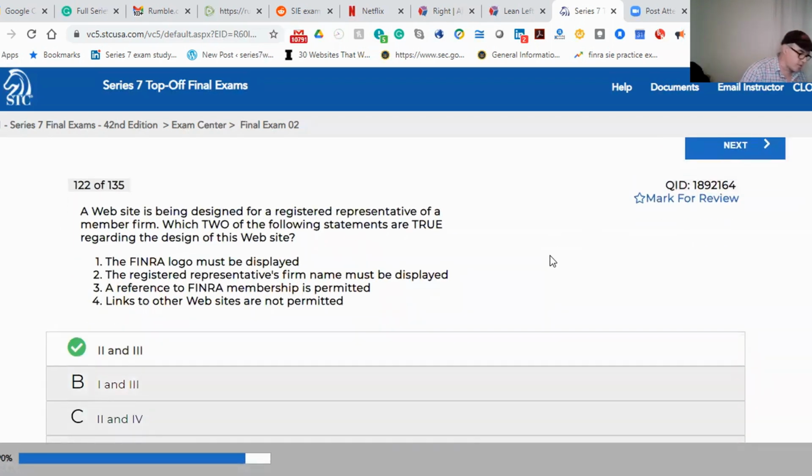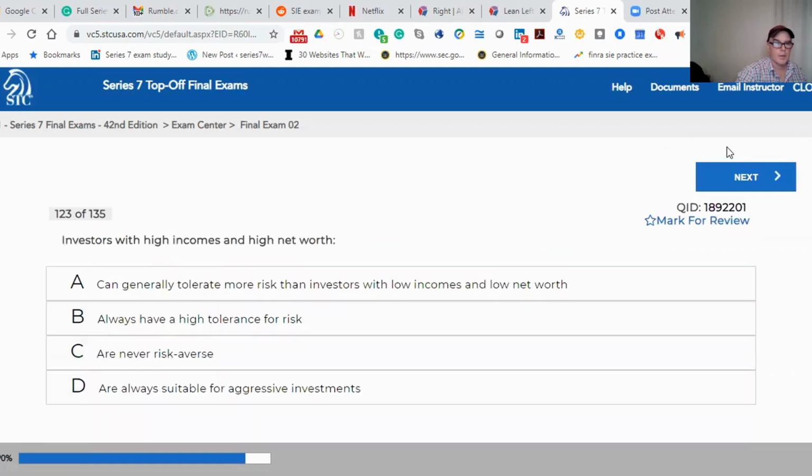Boom. So you can show a FINRA membership, but if you do, you have to show the link to the FINRA website and I think BrokerCheck now. But you can put your name on it. And remember, FINRA can't be bigger than your firm name. That's a couple things. And it's to be pre-approved by a principal, all that stuff.